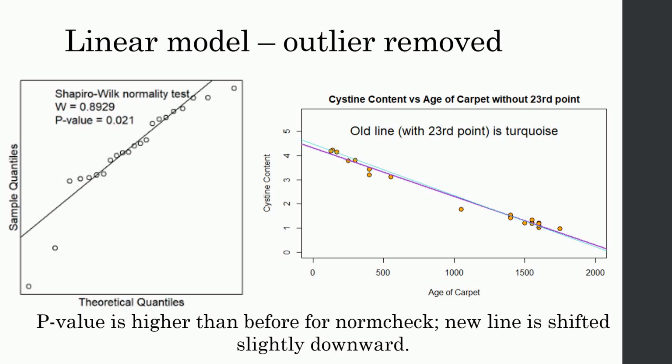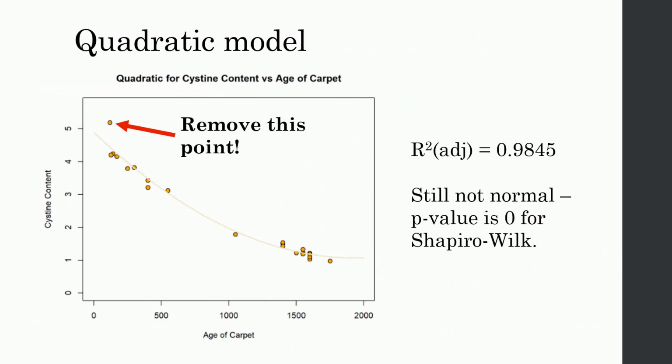And then the plot on the right is showing the old line, and the turquoise there was the simple linear regression with the 23rd data point, but with that point removed, we have the purple line, which doesn't change drastically in slope or in intercept, but a little bit. But there's still a quadratic characteristic to the trend, so I go ahead and next do a quadratic model with all 23 data points.